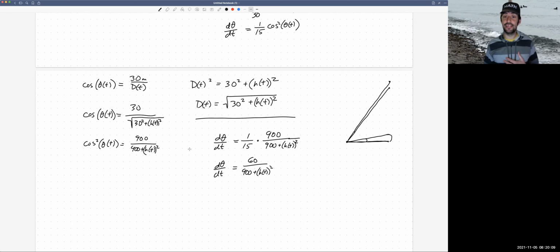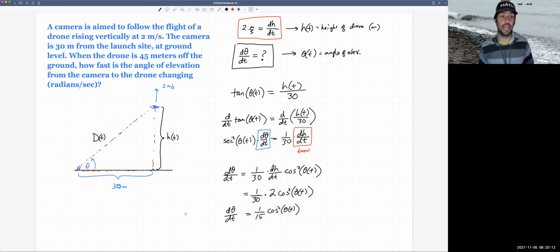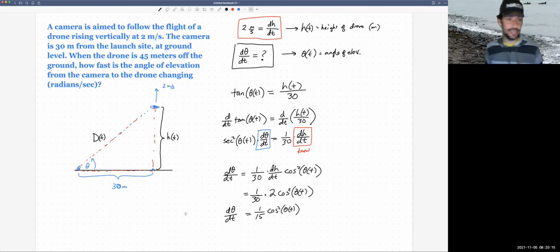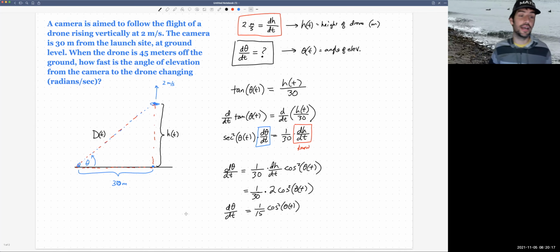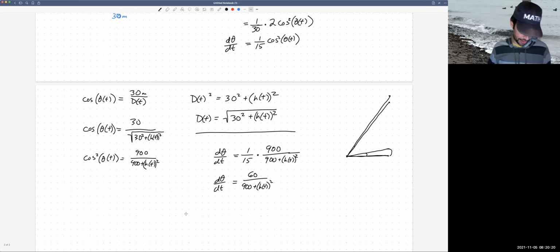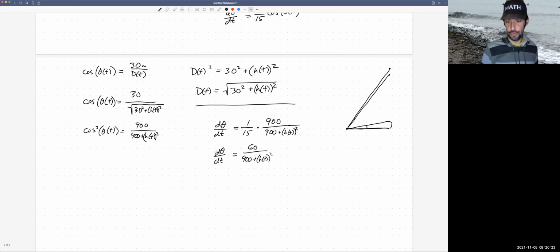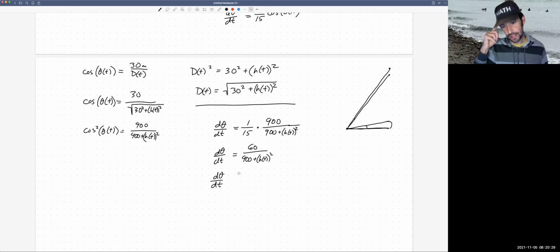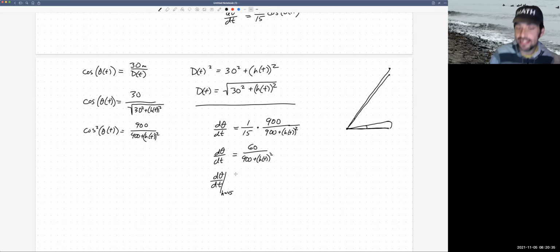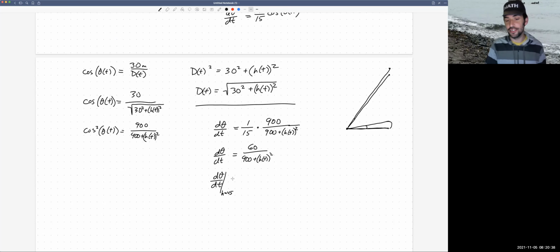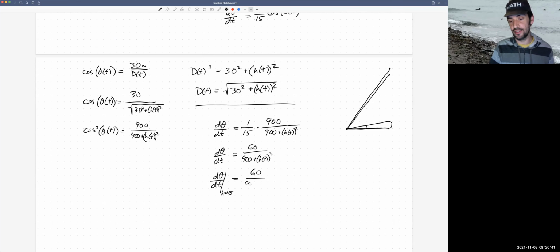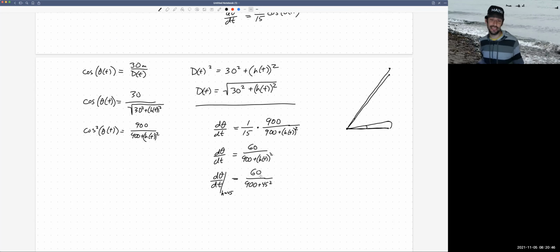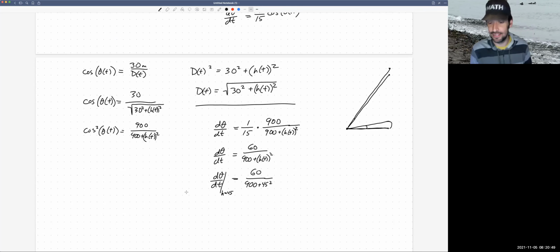But we were asking about d theta dt at a particular moment, right? Remember, we wanted to know this precisely when the drone was 45 meters off the ground. And so we can put in a height of 45 meters. So d theta dt, I'm going to write it this way, at a height of 45. I don't know what t is, right? I just know at some moment in time, this thing is 45 meters off the ground. And that's the moment in time I care about, right? So I don't have to see what t is to get this.